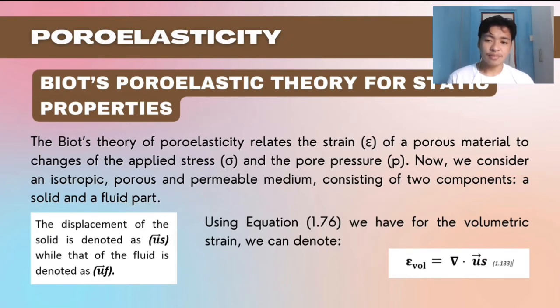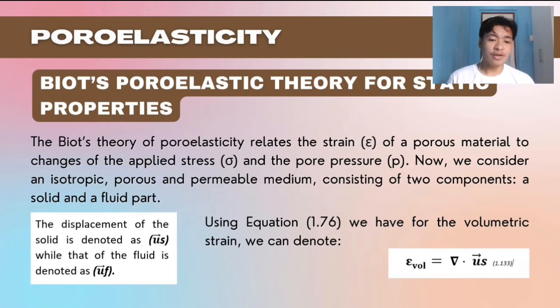Next is the Biot's poroelastic theory for static properties. Biot's theory of poroelasticity relates the strain of a porous material to changes of the applied stress and the pore pressure. So we can consider an anisotropic porous and permeable medium consisting of two components, a solid and a fluid part.